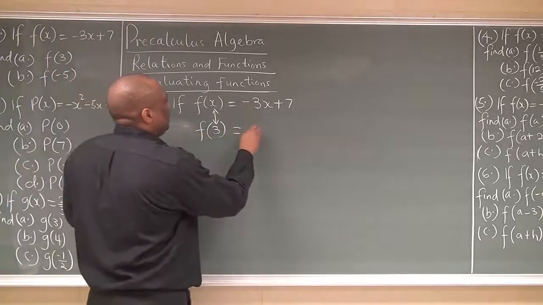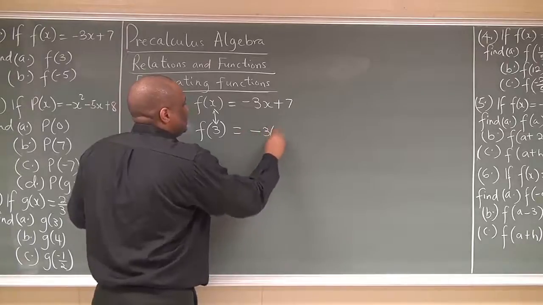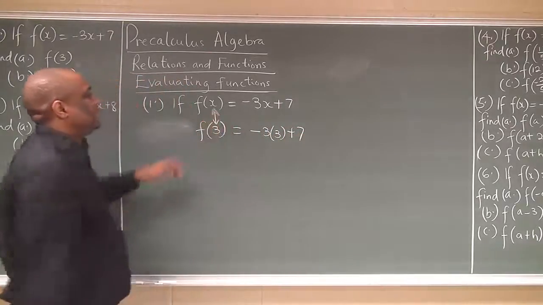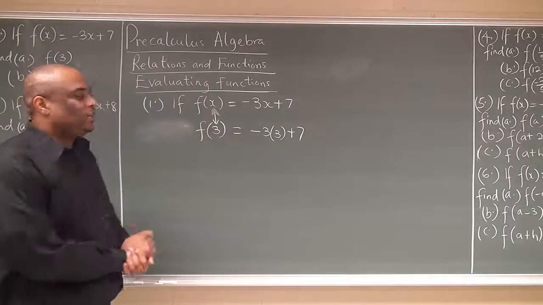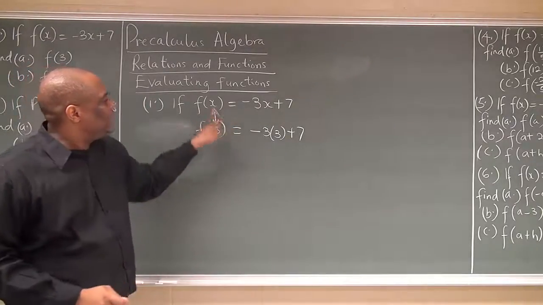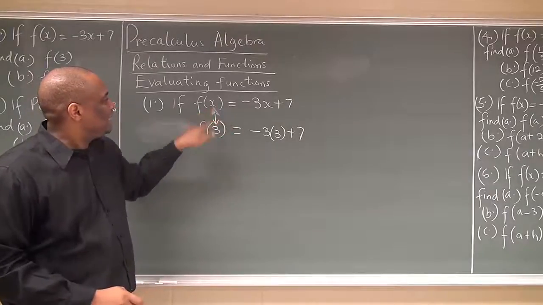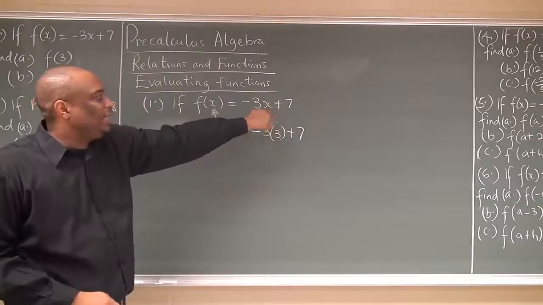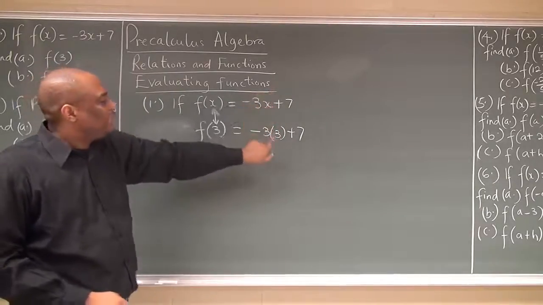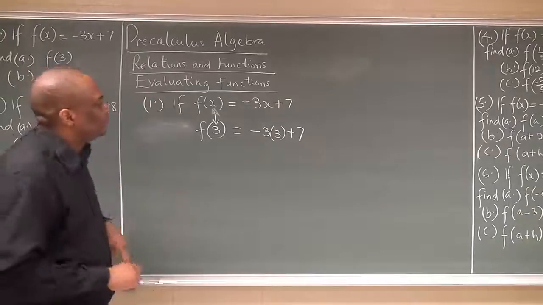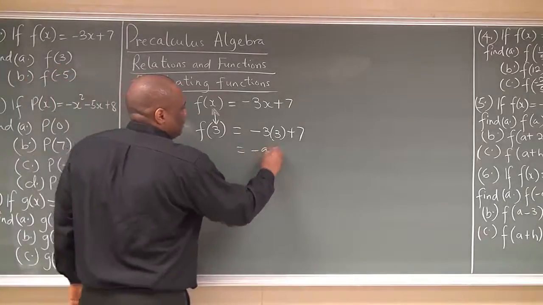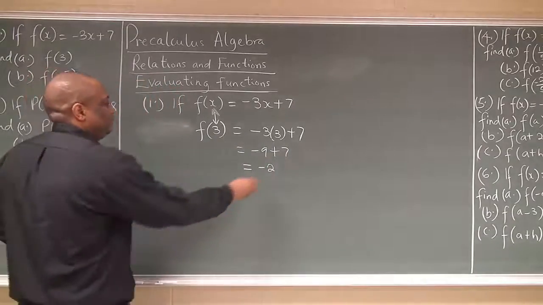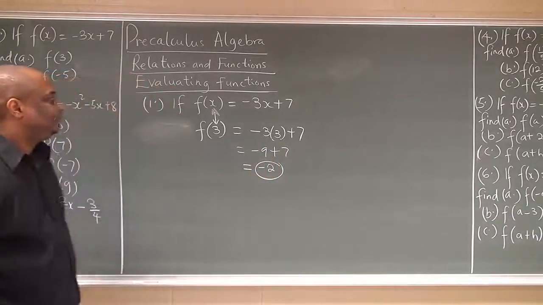So this will now be negative 3 times 3 plus 7. Negative 3 times 3 plus 7. That is what it is, because we have now replaced our x with 3. This means that your x is now 3. So wherever you see it here in the rule, in the function, replace it with 3. Simple. So this will now be negative 9 plus 7. And that gives you negative 2. That's it. This becomes your answer.